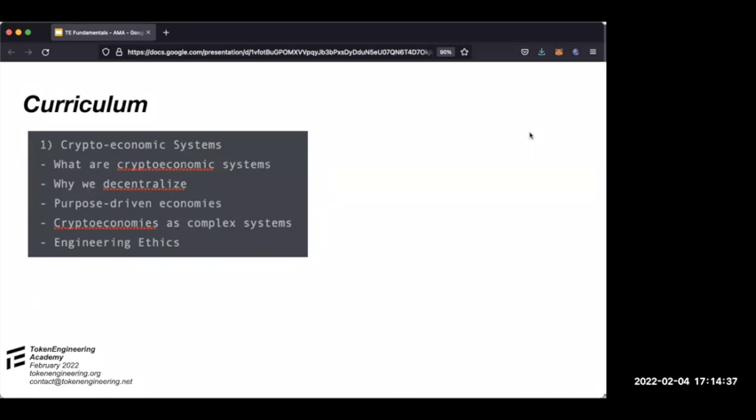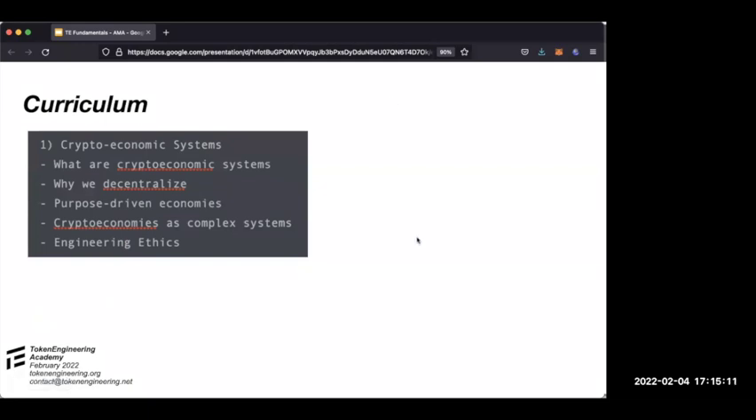But also we want to give some background on why we even decentralize, what the technical restrictions are, and what purpose-driven economies are. So what is it that we're trying to build with token economic systems? Anchoring it to some particular purpose of the system, and then asking how we can measure the performance of the system, how well it fulfills this goal, and trying to find mechanisms and incentives for the agents that support this goal. So this is the introduction.